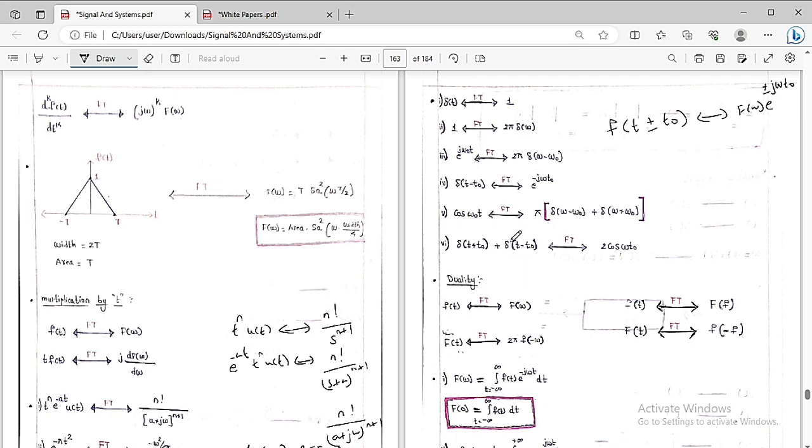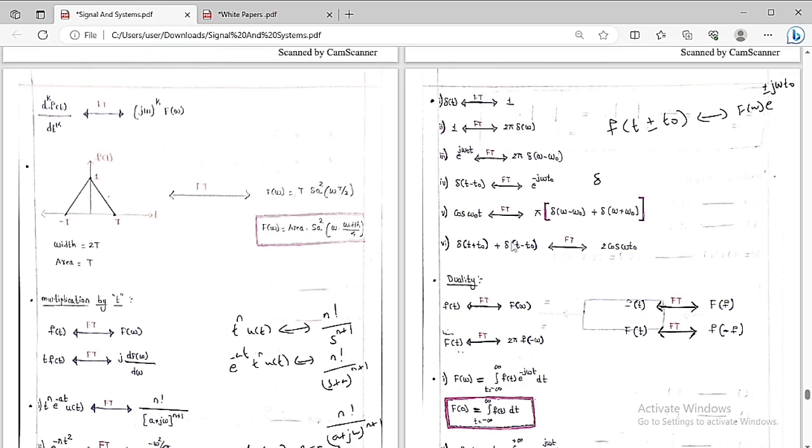So for this one, for delta of t plus t naught, what is the Fourier transform? The Fourier transform is e to the power of plus j omega t naught. So if we have these two signals, and add the corresponding Fourier transforms also, then what are we going to get? 2 cos omega t naught. So if you know the basic formulas, getting this is a piece of cake. This one we have to keep in mind.